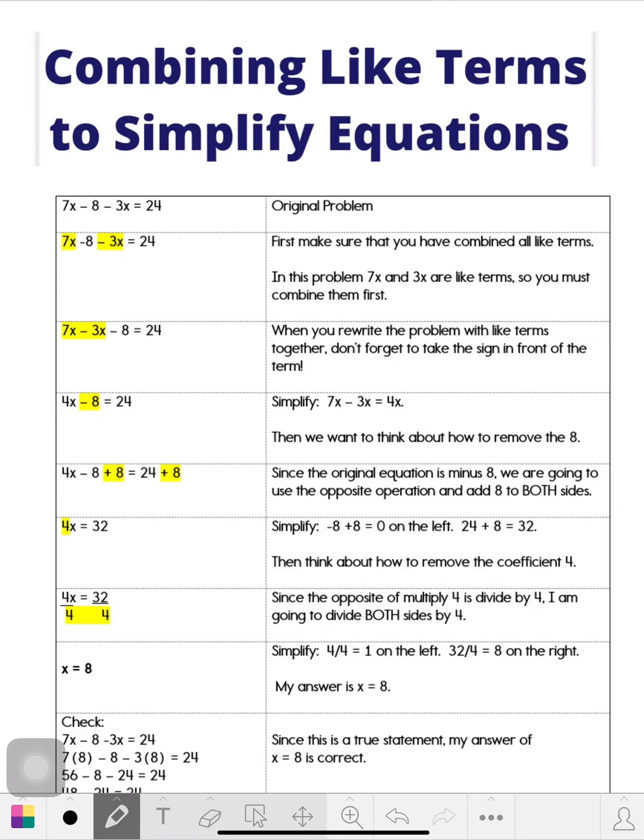The lesson we're going to work on today is combining like terms, and what that does is simplify equations. Sometimes the equation is too long. Hey, can we get this a little smaller? Can we put things together?